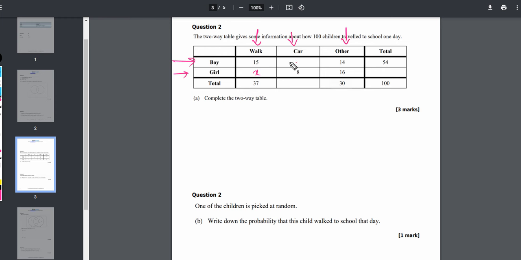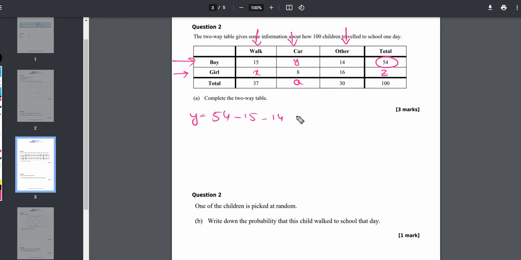who go by walk. So I'll make it as X, I'll make this as Y, and this is as Z, and this is as A. Now we have to complete this two-way table. So as we can see that the total number of boys are 54. So the Y will be equal to 54 minus 15 minus 14. So this is how we can find out the value of Y.